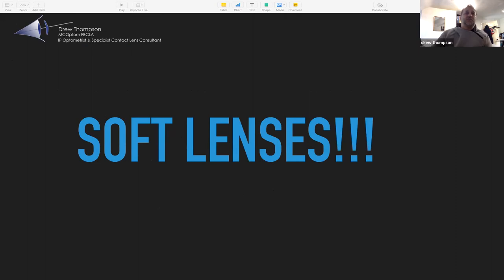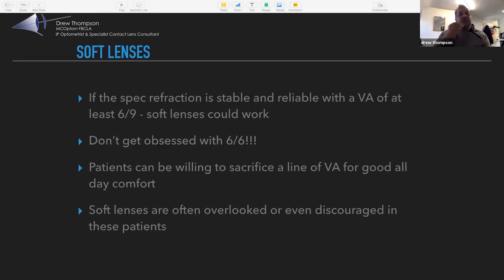So if we move on to soft lenses, it's always worth doing a spectacle refraction to see what the patient gets. Don't be obsessed with getting them down to 6/6 or 20/20 vision. They don't need the best vision possible. They need functional vision, so the best vision that they can cope with for their daily life. They may well be willing to sacrifice a little bit of vision for better comfort and a better lifestyle with the contact lenses. So soft lenses can't be overlooked.